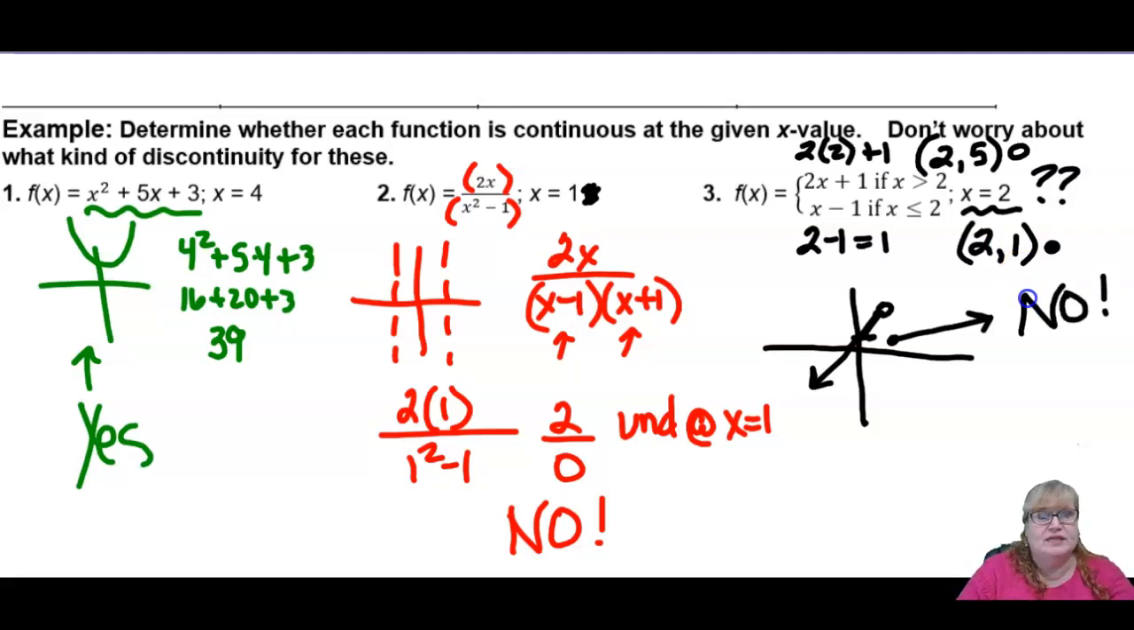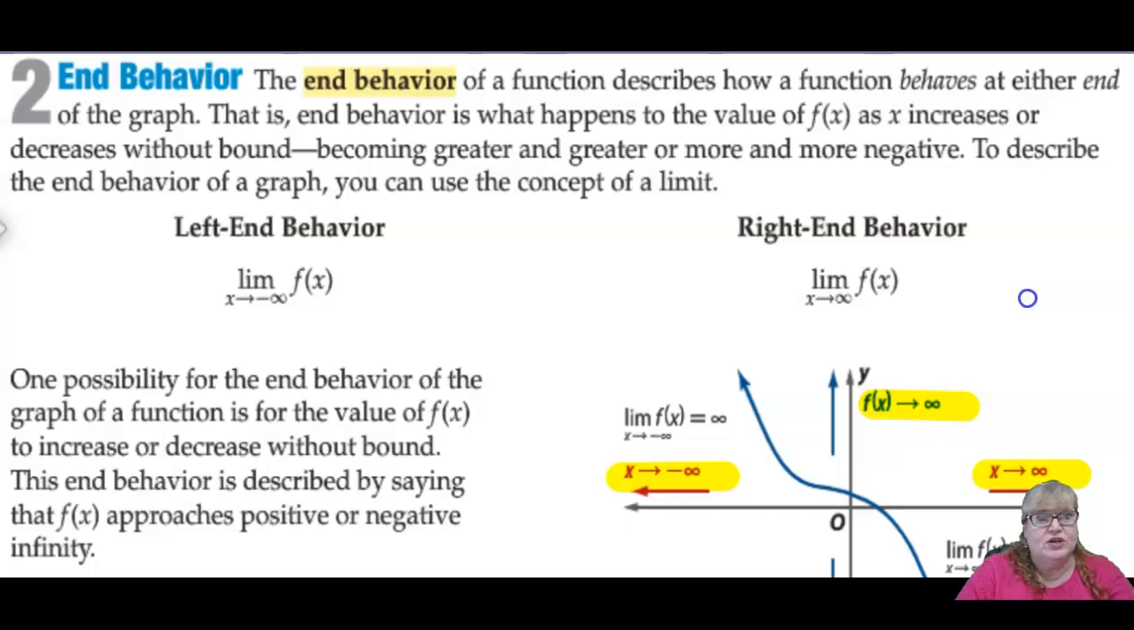We got done in 10 minutes on continuity. The second half here, we're going to talk about end behavior. And some students get the hang of this super quickly and others really struggle with this. What I need you to understand is there are 4 things we need to talk about: left, right, up, and down. Okay? The end behavior of a function describes how a function behaves at either end of the graph.